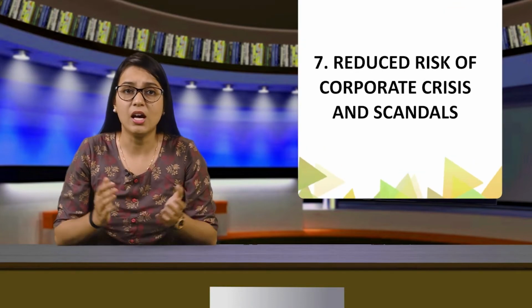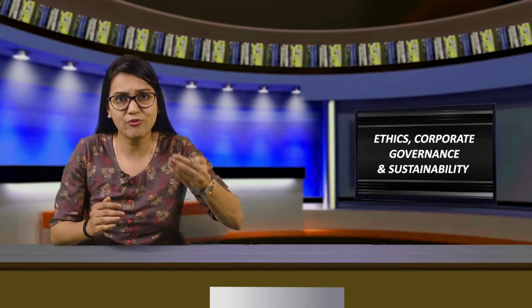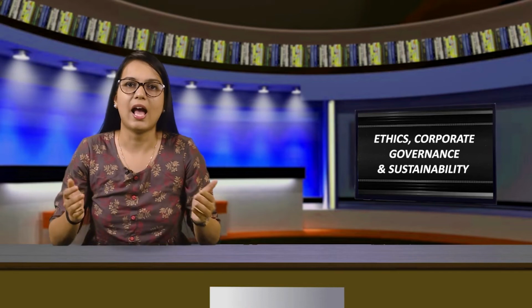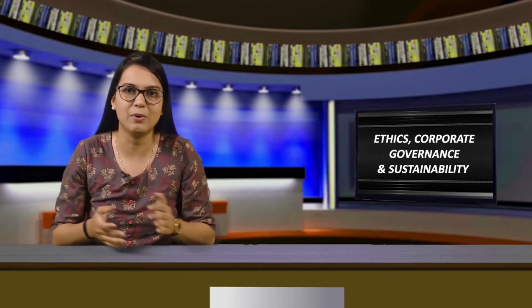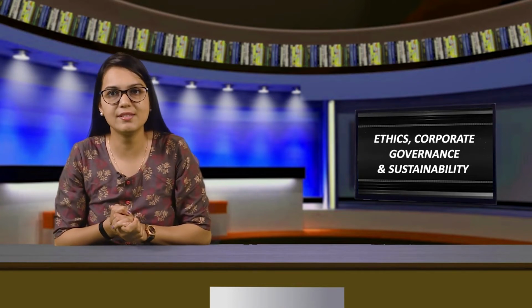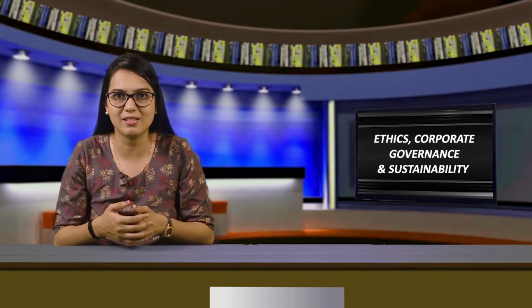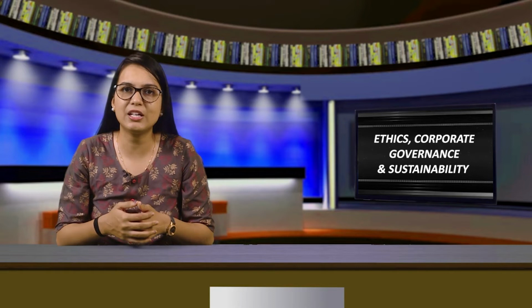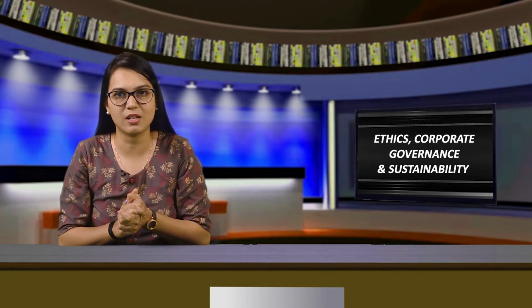Point number 7. Reduce risk of corporate crisis and scandals. Effective corporate governance ensures an efficient risk mitigation system is in place. A transparent and accountable system makes the board of a company aware of the majority of the risks involved in a particular strategy, thereby placing various control systems in place to facilitate the monitoring of the related issues.